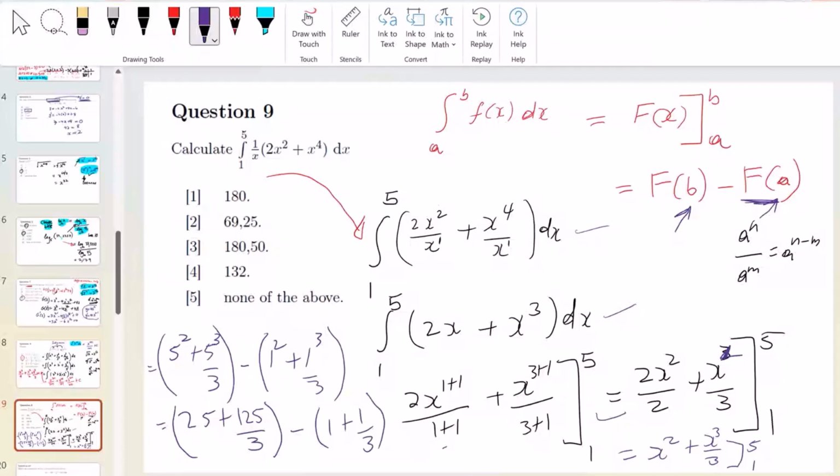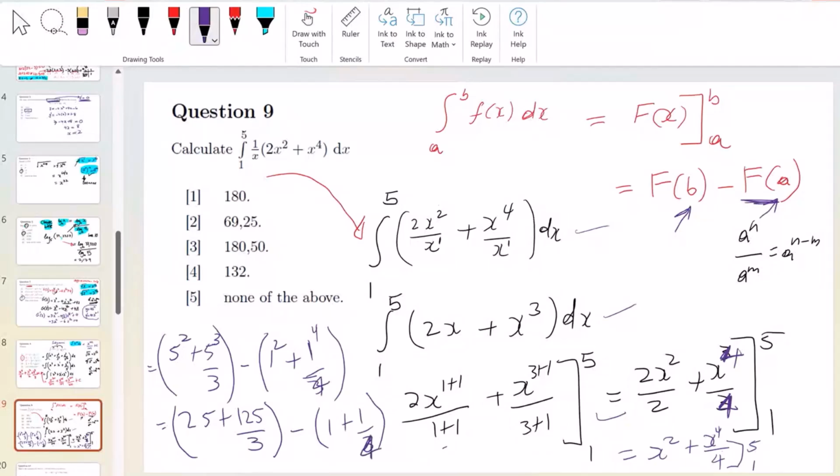You see, once you get your answer and it says it's none of the above, you suspect that this is where you went wrong. Over 4. So this is going to be 1 squared. x to the 4 is going to be 1 to the power 4, over 4. So it's 1 over 4.